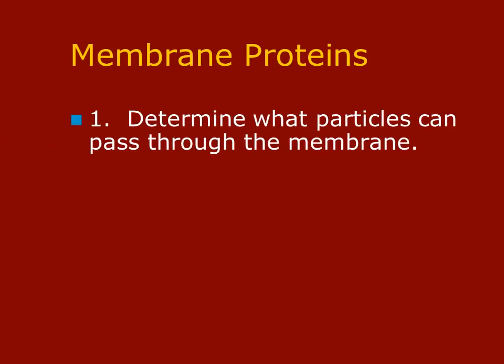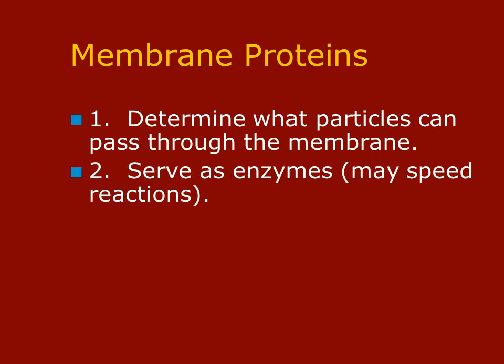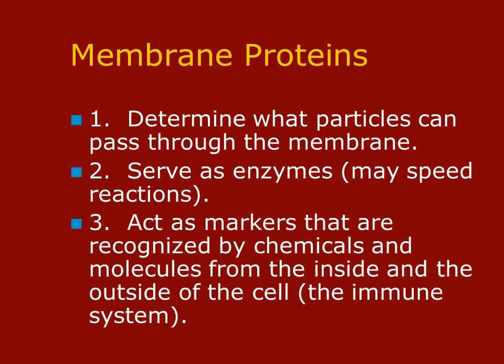So, membrane proteins. 1. They determine what particles can pass through the membrane. They serve as enzymes, and they may speed up reactions. And they act as markers that are recognized by chemicals and molecules from the inside and the outside of the cell. So, for example, the membrane proteins can be something that helps identify a cell, and this is used in the immune system in marking different cells and having them, if something is from the outside or being attacked by your immune system, this is part of what happens as these proteins are used as markers.